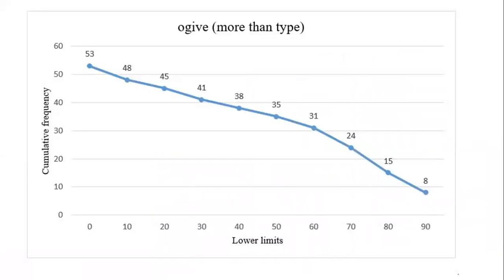Now we are going to draw the ogive of more than type. So lower limit is on the x-axis, cumulative frequency is along the y-axis, (0, 53) and so on. So we are getting the graph. This graph is called the cumulative frequency curve or ogive of more than type.